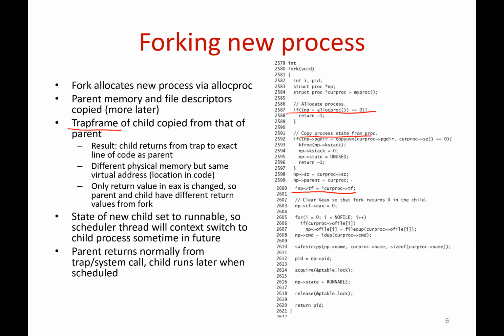You copy the trap frame of the parent, with the result that when the child returns from trap, it returns to the exact same line of code as the parent, because the EIP, the registers, everything is copied. So the child returns from a fork just the same way as the parent returns from fork. So you would have seen this in previous lectures when we looked at the usage of fork. Now you're understanding why that usage is actually happening. Why does fork behave the way it does?